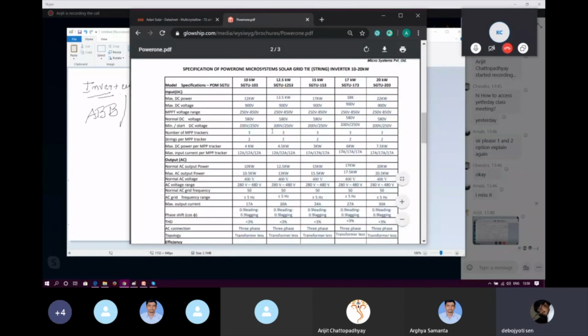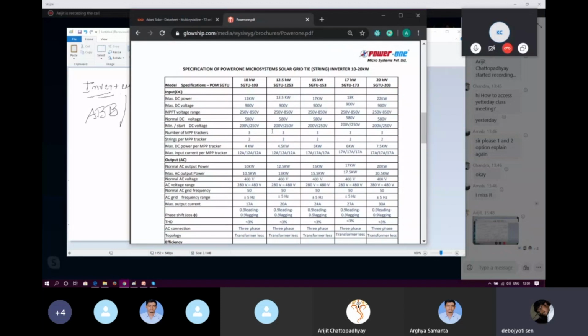This is a 10 kilowatt. I hope everyone can see my screen. I am opening a data sheet of a Power One inverter of 10 kilowatt peak capacity. We will go to Google and write 10 kilowatt peak inverter capacity, or otherwise we can ask it from the manufacturer. You can see on my screen that there is a 10 kilowatt peak inverter for Power One. We have 10, 12.5, 15, 17, 20. From here you can see all the capacities. If you are designing an 11 kilowatt, we need to go for 10 kilowatt.